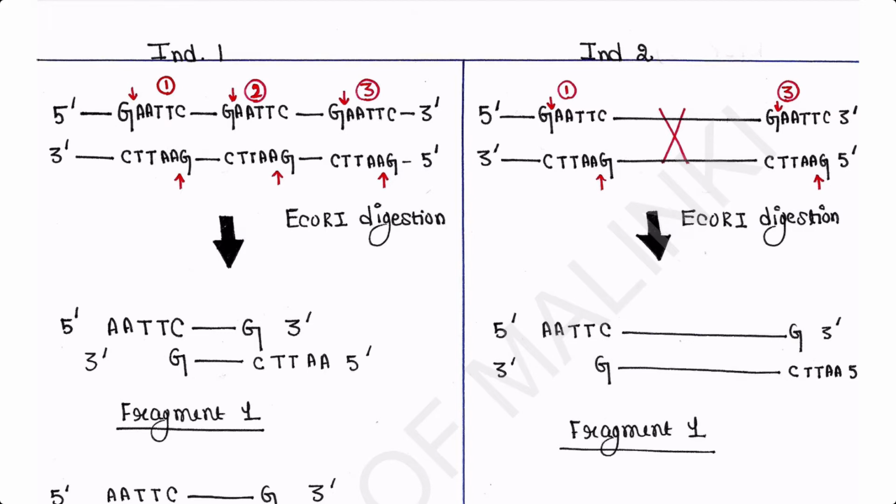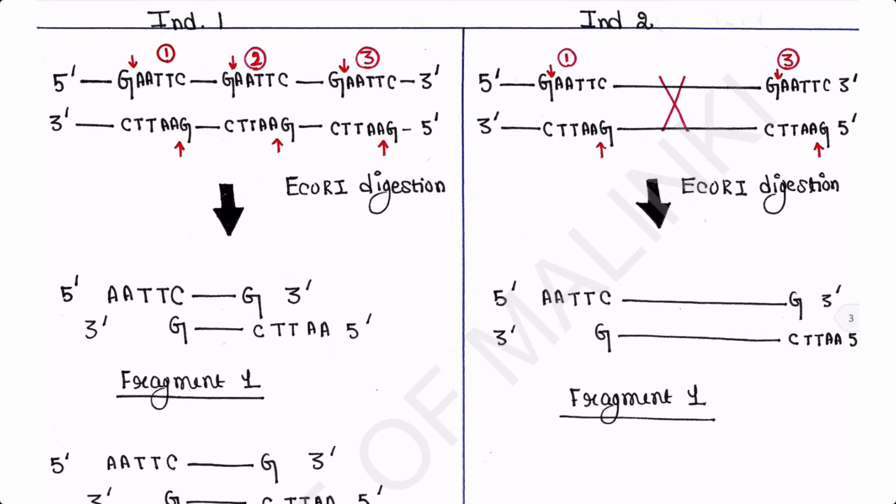So here we can see that this is individual 1, this is individual 2. Individual 1 has 3 restriction enzyme sites, 1, 2, 3 in this target sequence. Individual 2 contains only 2 restriction enzyme sites. Number 2, which was present in individual 1, is absent here because of the mutation. Then here we are undergoing EcoR1 restriction digestion.